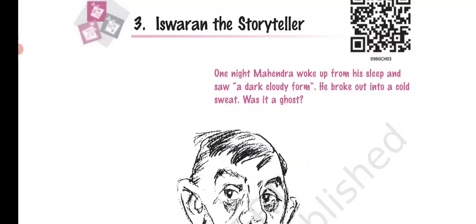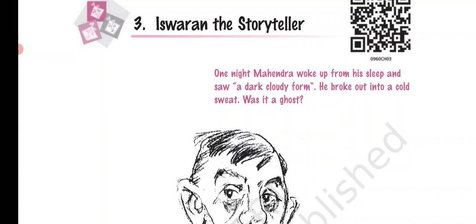So Iswaran the Storyteller. Actually, this is a story about Mahindra, who is a junior supervisor, and his cook Iswaran, right? So we have two characters in the chapter. One is Mahindra, who happens to be a junior supervisor, and he has a cook. His name is Iswaran, right? Mahindra has to move from one place to another because that is his job, and now he has been ordered by his head office to move to a place.